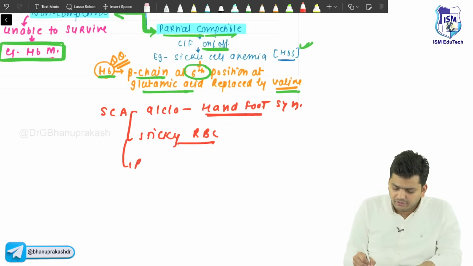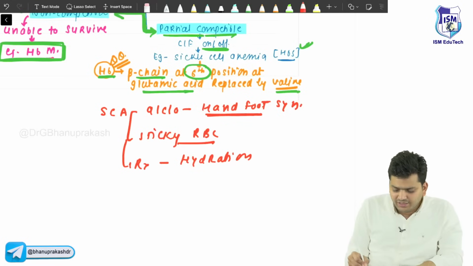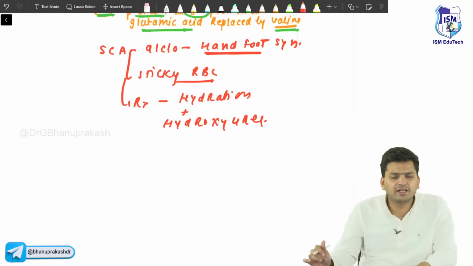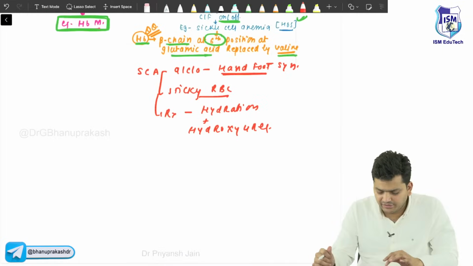What is the treatment? Treatment is to maintain hydration. First, we need to maintain the hydration. We can give hydroxyurea also. Hydroxyurea. So this is how sickle cell anemia is treated.